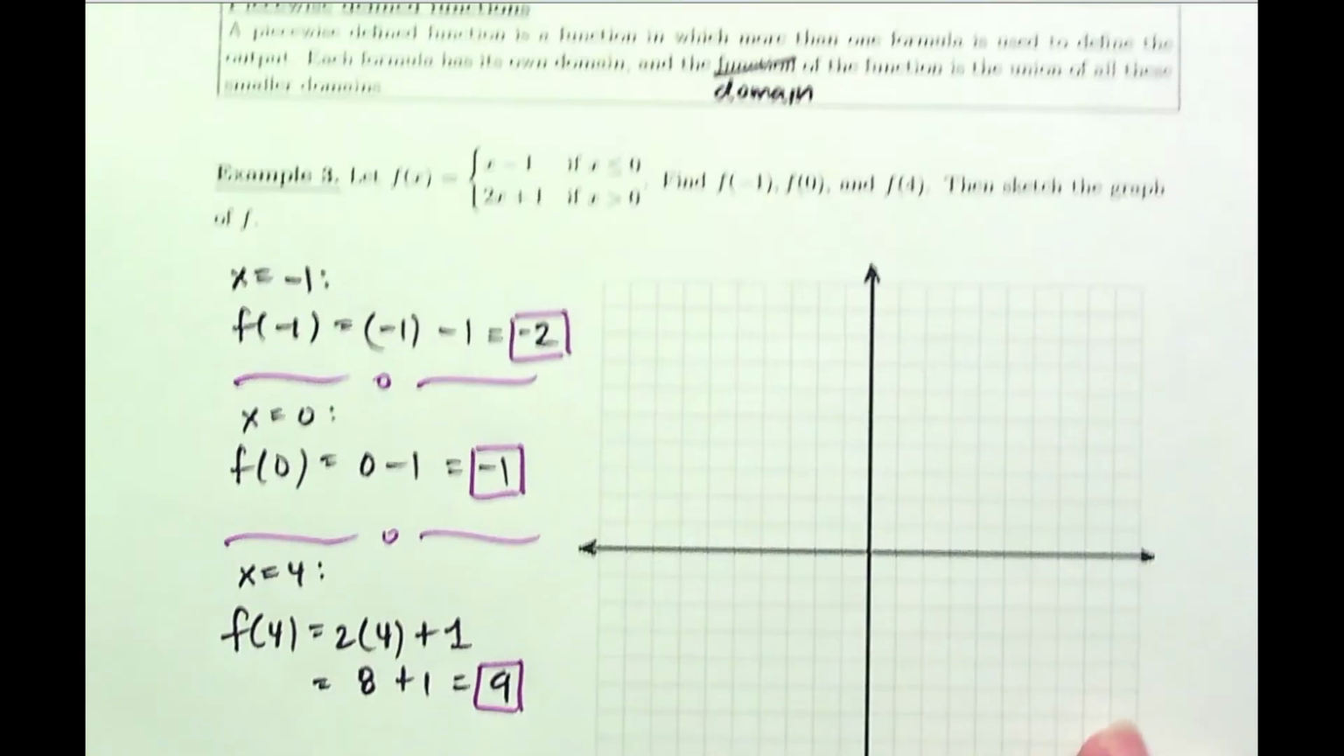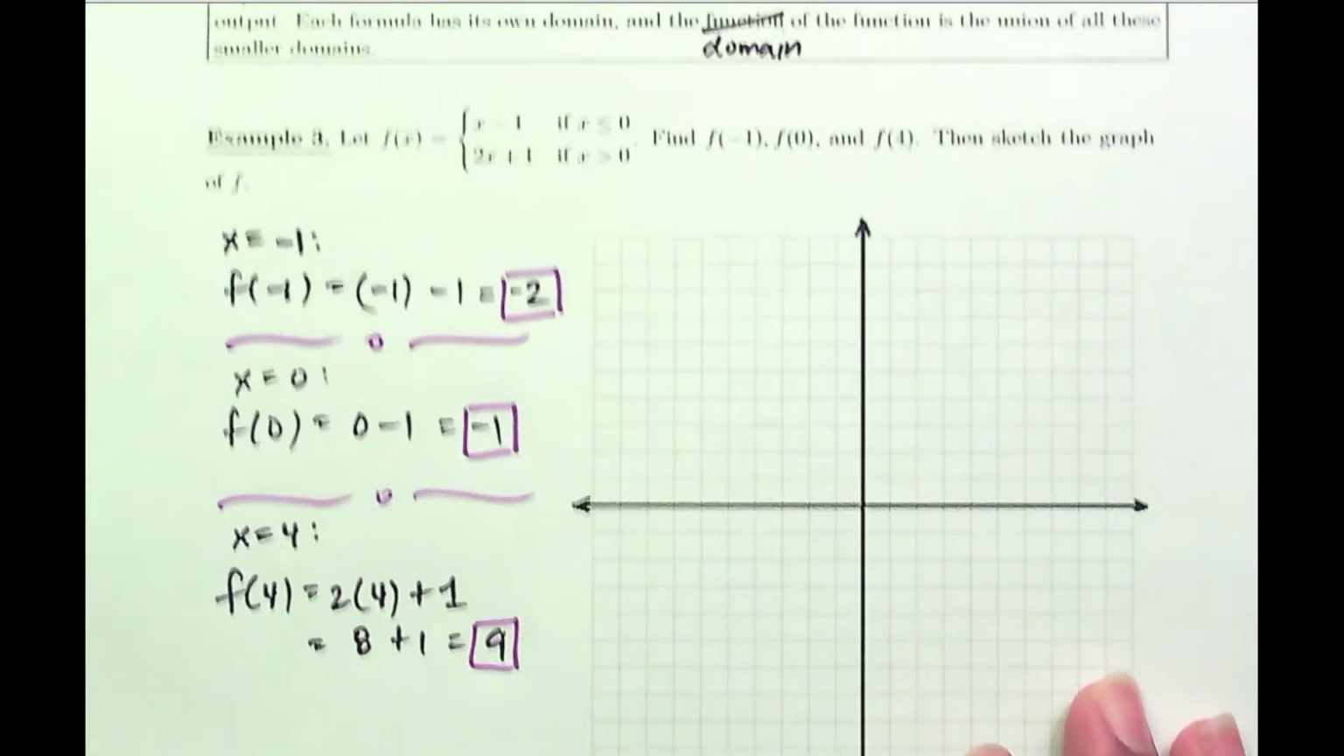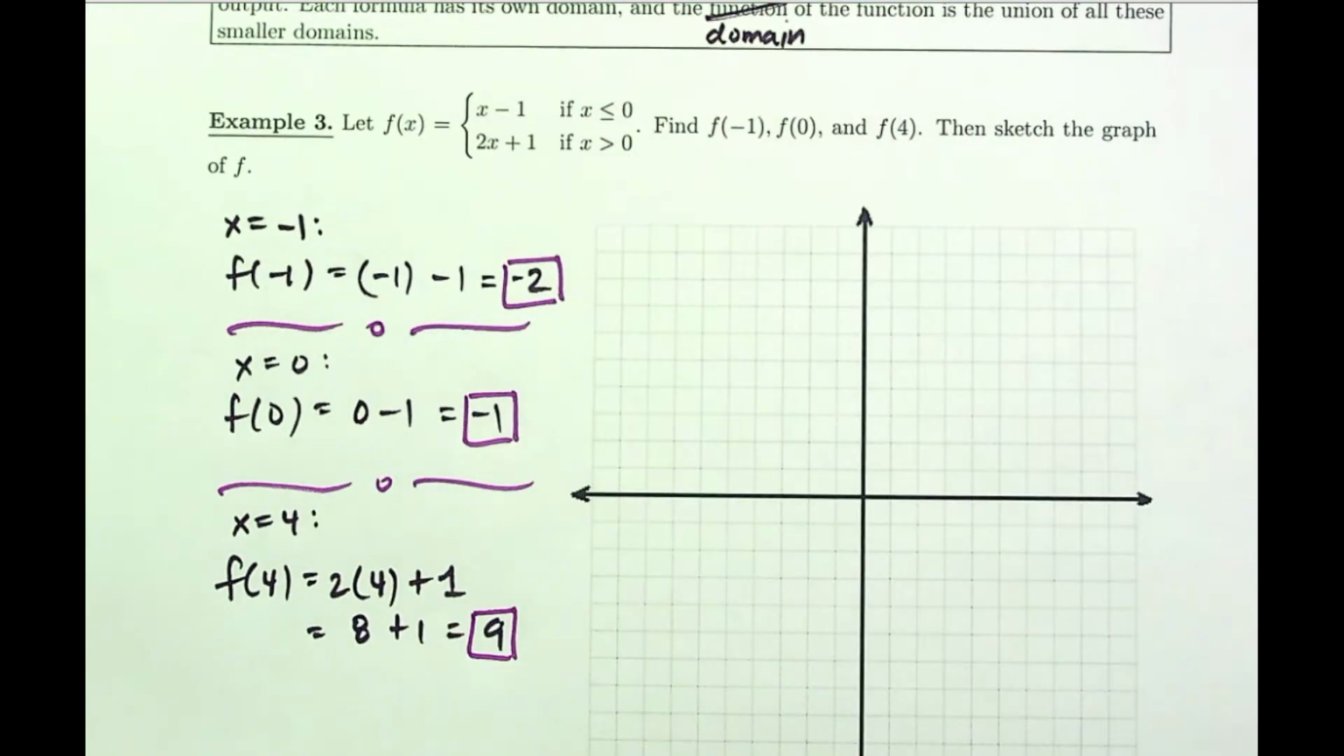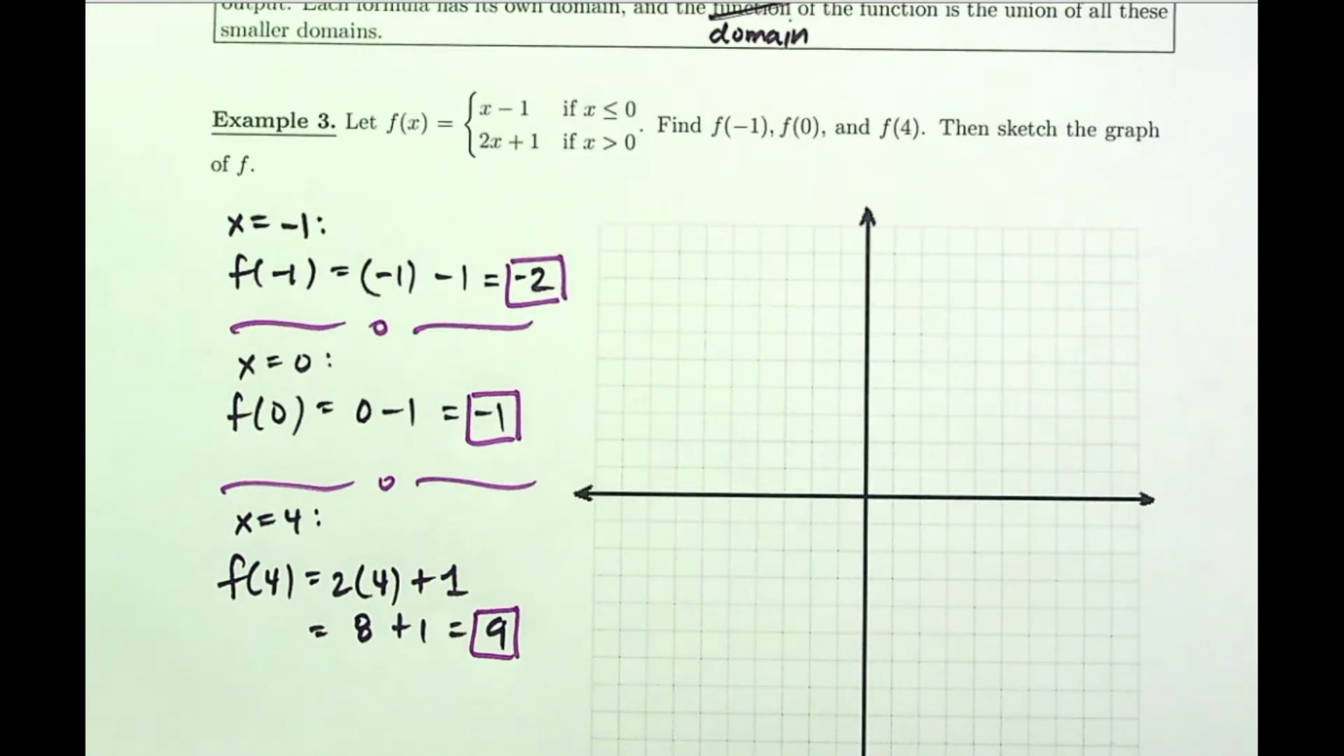Okay, so that's how you figure out the outputs. Just see where it's supposed to go, and then plug it in the corresponding formula.